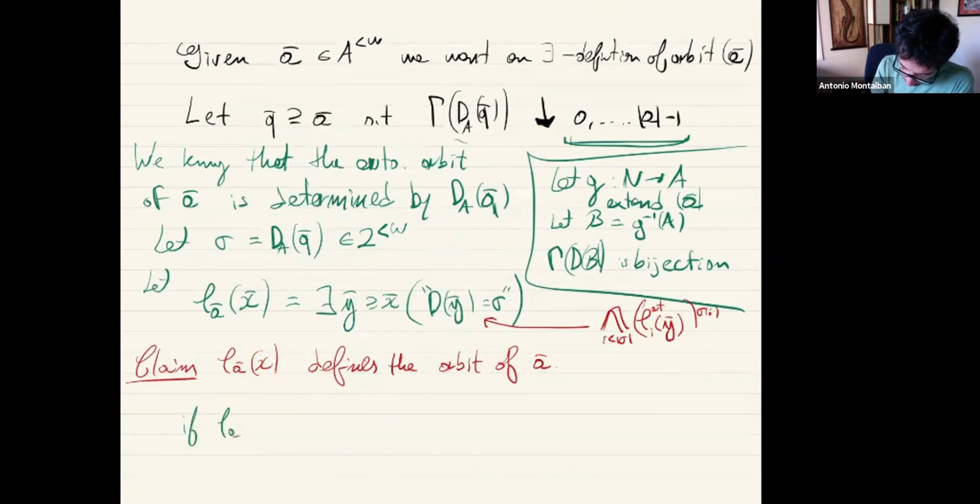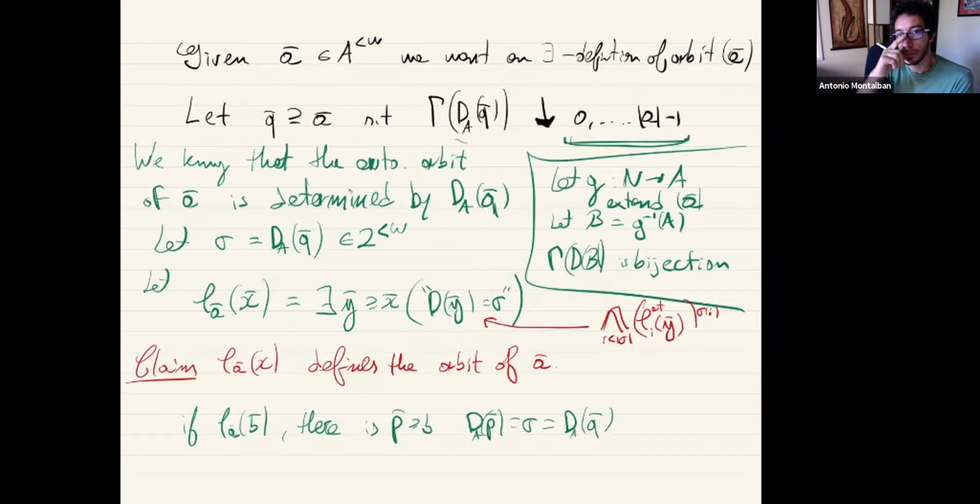So if phi A is true of some tuple B, there is a P, namely this Y, extending B, such that the diagram of P is sigma, which is the same as the diagram of Q. But then we know from before that this implies that P up to length K is equal to Q up to K.